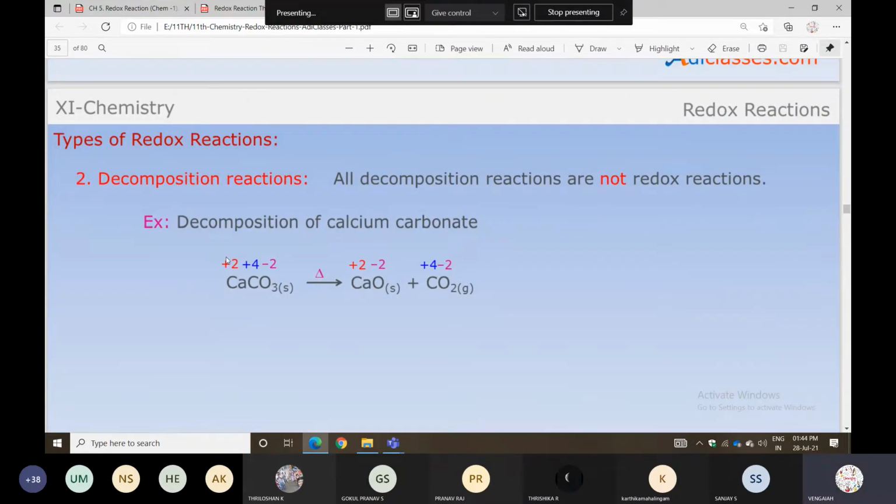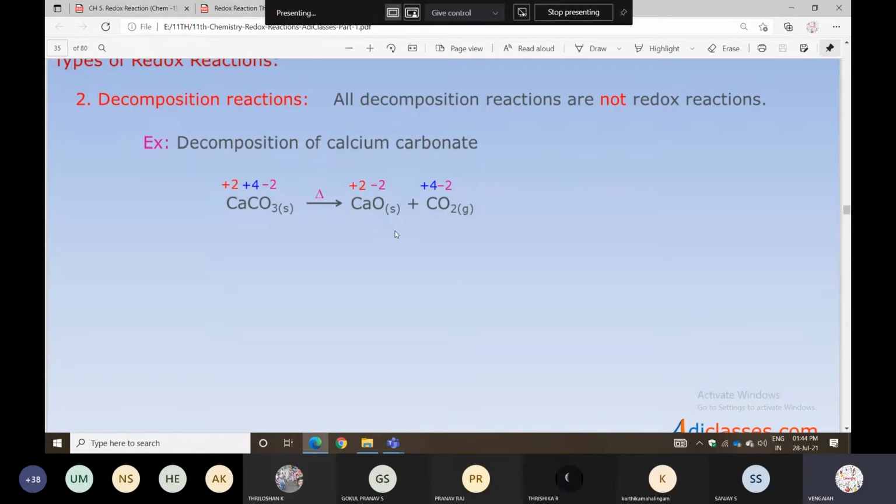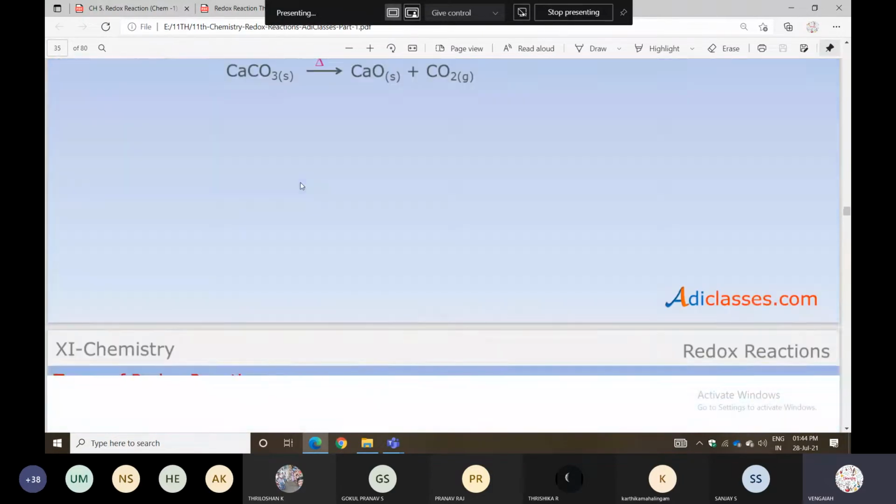Next, decomposition reactions have types. Listen here, not all decomposition reactions are redox reactions. They have given some examples, for example decomposition of calcium carbonate. This is not a redox reaction.